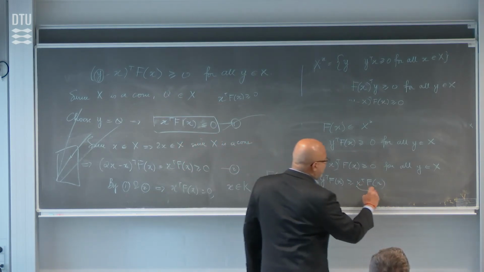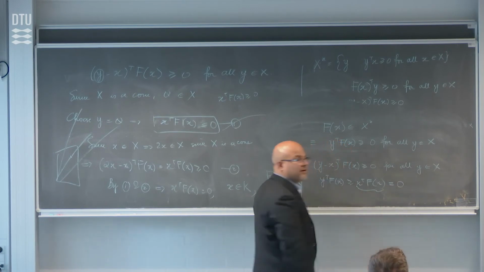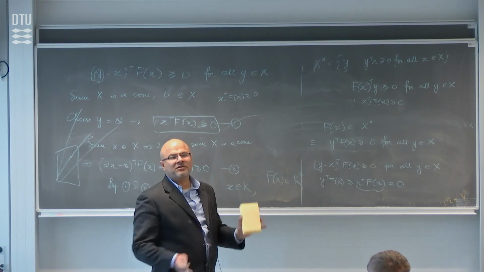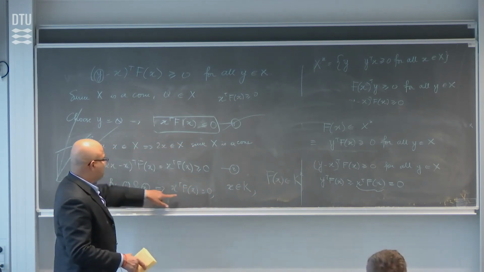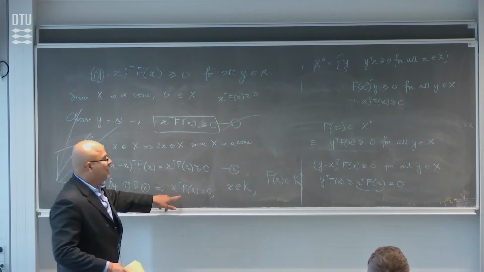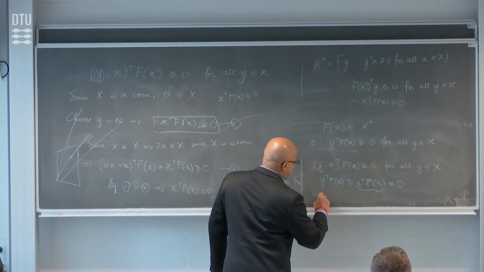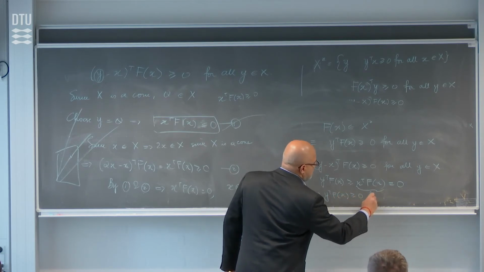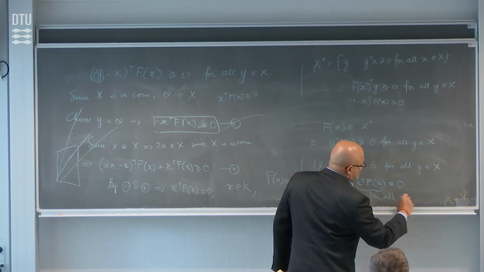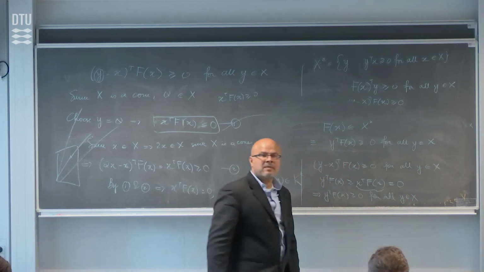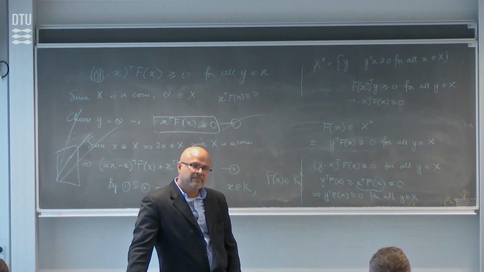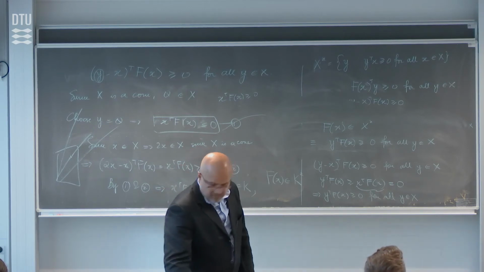But I know that I've proved complementarity, so I know this is equal to 0. So I just proved that x and f of x are perpendicular to each other. Right? Here. And so this implies y transpose f of x is greater than or equal to 0. Is that clear? Okay.